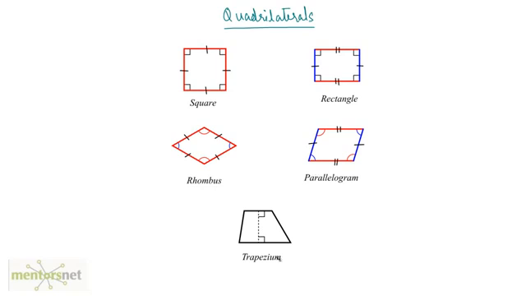Now another type of quadrilateral is called a trapezium. In this, only two of the sides are parallel to each other. See, these two sides are parallel, the other two sides are not parallel to each other, and the sides may or may not be of equal length. Okay? Now let us look at the formulas to calculate the area of each of these figures.